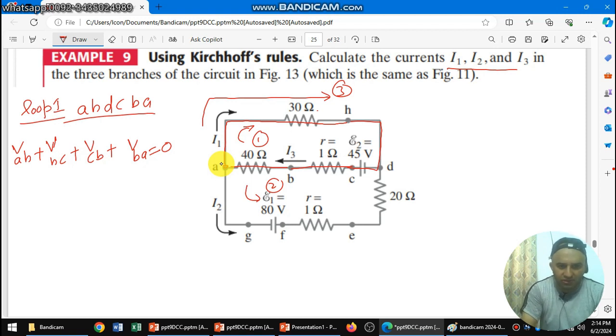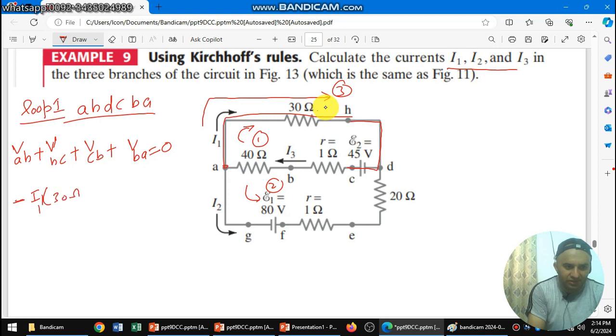So first we apply one by one. Across A to H we have only one resistor, that is 30 ohm. So for the resistor we have the formula minus I1, and our resistor is 30 ohm.